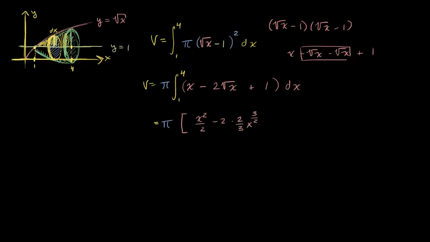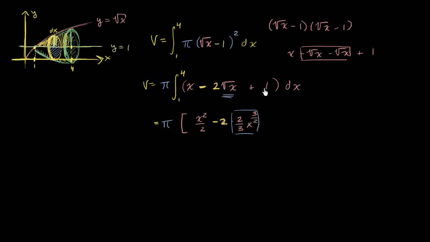Let me make it clear. This -2 right here is this -2, and this expression right over here is the antiderivative of square root of x. And you can verify this. If you take the derivative of this, 3/2 times 2/3 is 1. Decrement the 3/2, you get x to the 1/2.